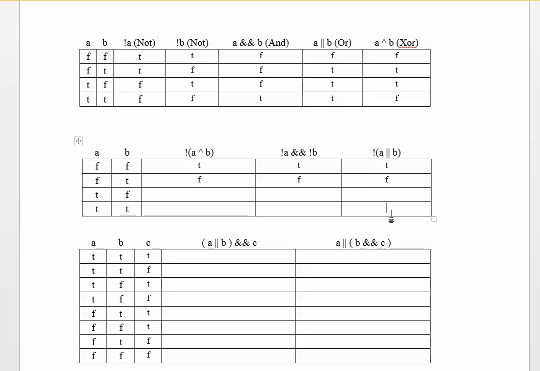We'll go down here and look at this one as well. Same here. We do the OR on A and B. The OR on A and B is going to be true because one of them is true, and we do the not afterwards, which makes the whole thing evaluate down here to false.